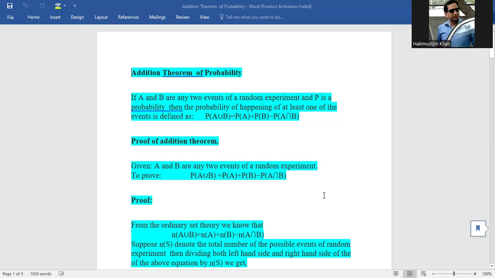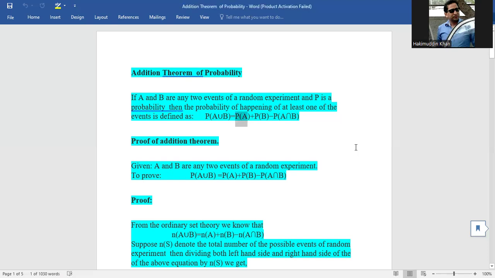If A and B are any two events of a random experiment and P is a probability, then the probability of happening of at least one of the events is defined as P of A union B is equal to P of A plus P of B minus P of A intersection B. So clearly, this is the statement of the addition theorem of probability.